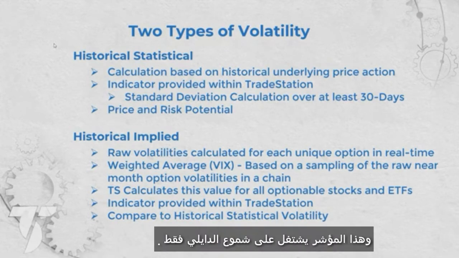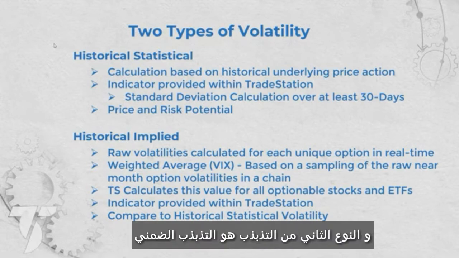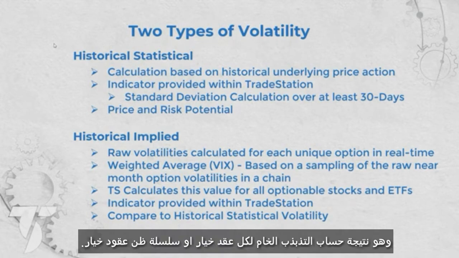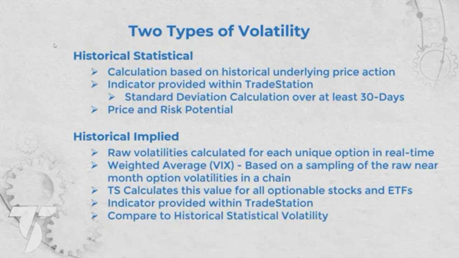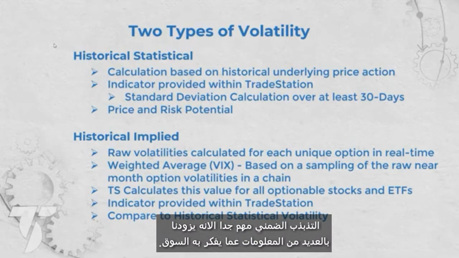Keep in mind that that needs to be on daily bars only. It's a daily bar type calculation. Historical implied volatility is derived by calculating first the raw volatility for each of the options in an option chain. So, every underlying asset has a number of options that trade, and each of those options has its unique price based on the strike price and days to expiration and volatility. And so we can take that option price, using the pricing model, and back out what the implied volatility is.